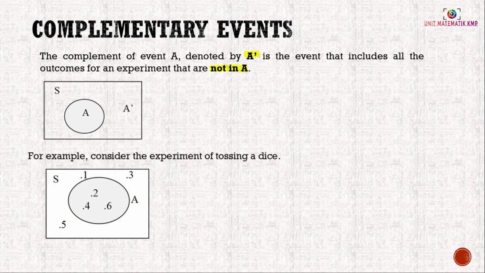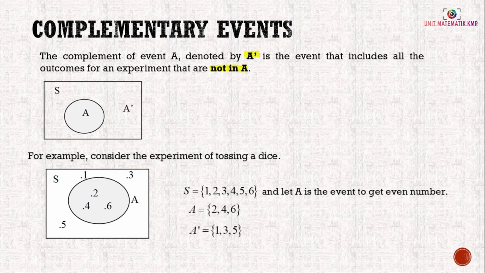For example, example yang sama bila kita baling dadu. Okay, sample space dia adalah 6: 1, 2, 3, 4, 5, 6. And let A be the event to get an even number. So A ni yang dalam circle ni, event A. So kita ada 2, 4, 6. Jadi A prime adalah yang di luar circle, which is 1, 3 and 5.